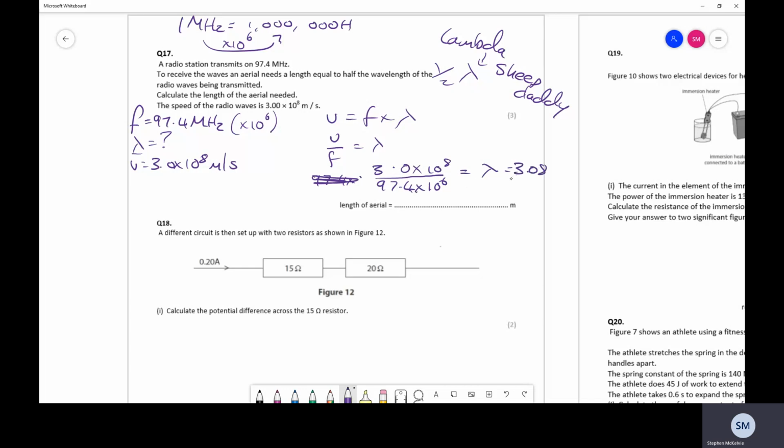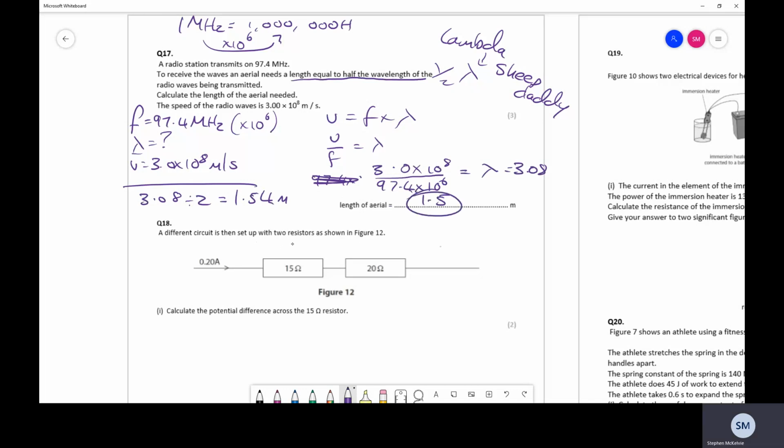Now that is for the total wavelength, but remember that we need a length equal to half the wavelength, so I shall divide that by 2. 3.08 divided by 2 is equal to, and yes, I'm doing this in my calculator, 1.54 meters. 1.54 meters is our answer.